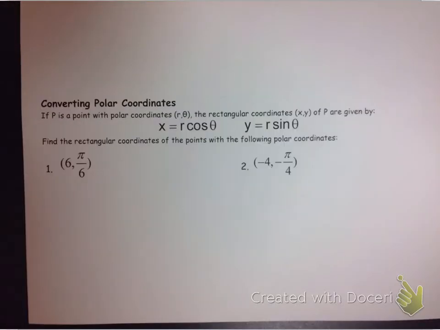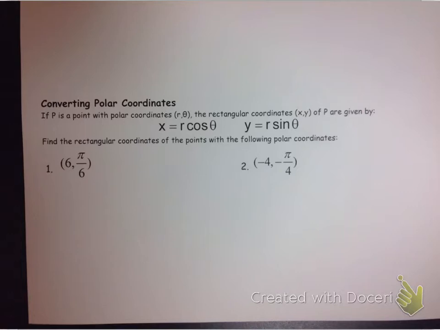So all of the formulas are going to be provided for you in the quiz and in the notes and everything like that, but it's all right triangle trig and Pythagorean theorem kinds of things. It says that if P is a point with polar coordinates r and theta, the rectangular coordinates are given by these two formulas, and all that these two formulas are is rearranged right triangle trig.